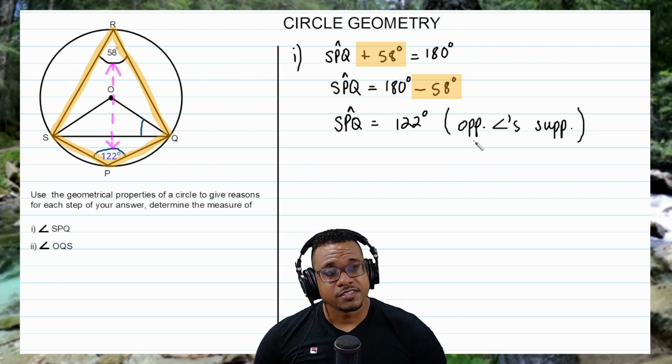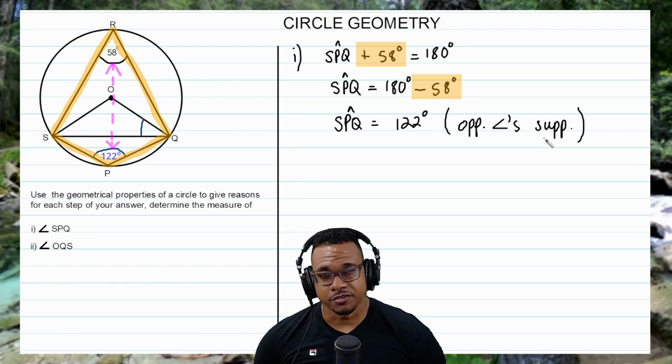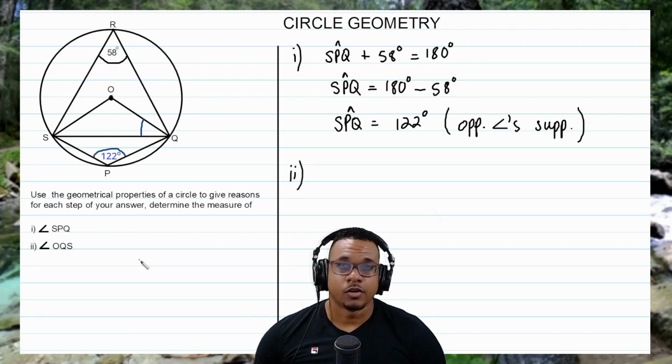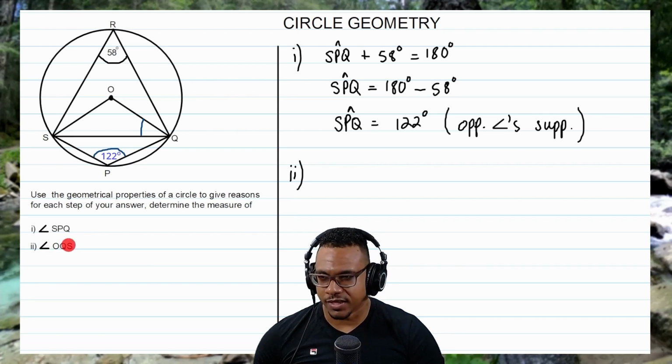So here I have my reason. OPP full stop is for opposite. This angle symbol with the apostrophe S means angles. And SUPP full stop means supplementary. So opposite angles supplementary. Now let's look at part 2 where we want to find the measure of angle OQS.